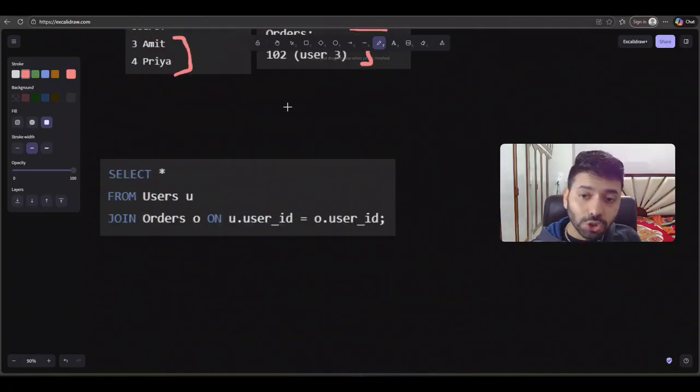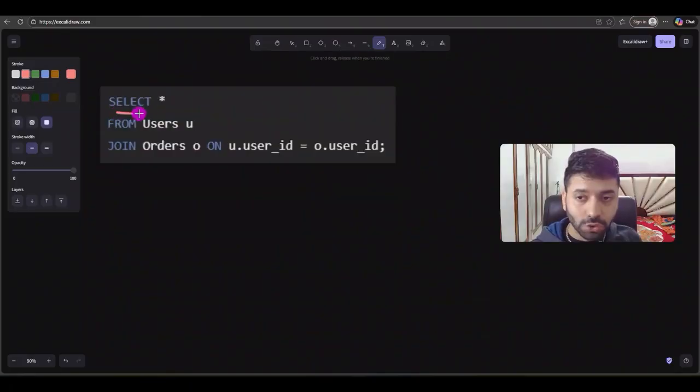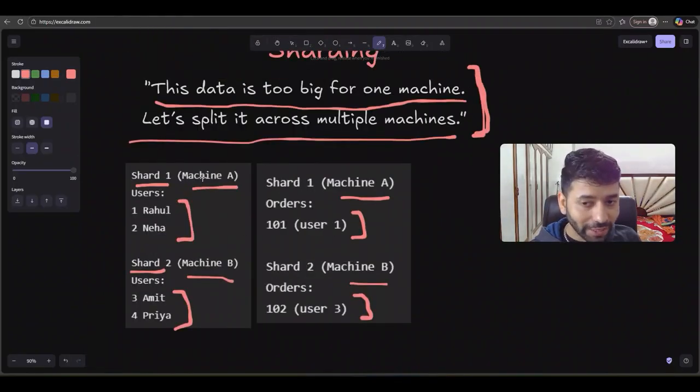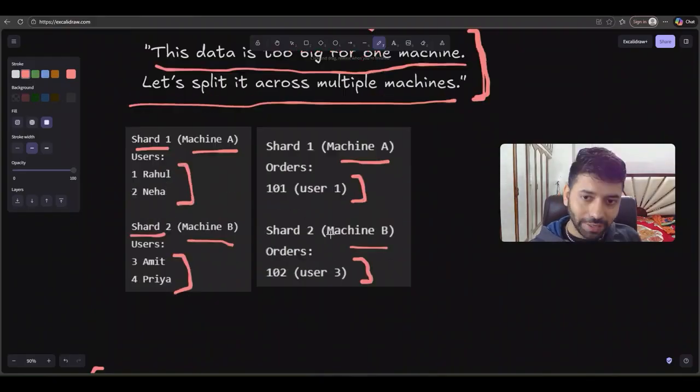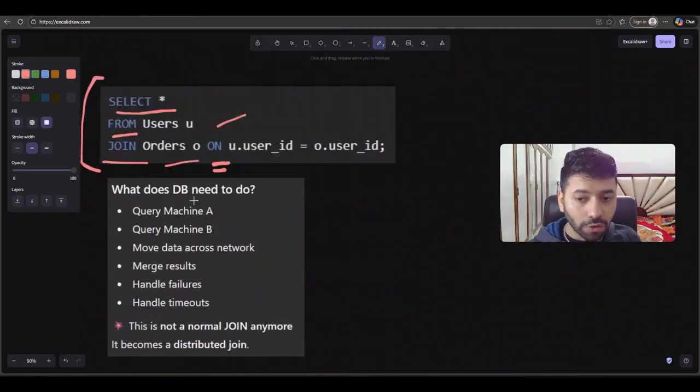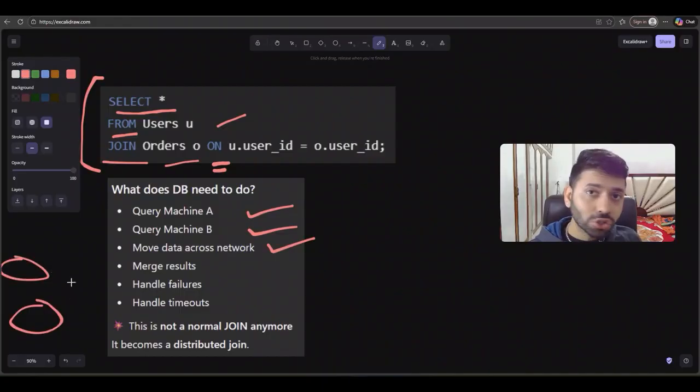Now let's see why joins are so hard in sharding. Say for example we apply this query: select star from the left table, then we apply, say, inner join on the right table, and we provide the match condition using the on keyword, right? So this is your join query. But now as we saw, the data is present in different machines, right? So now the database has to do a lot of things. It has to query machine A, it has to query machine B, and it has to move data across the network. Why network? Because these are now two different machines. Data is not present in a single machine. So in order to connect, you would require the network, which is slow, correct?